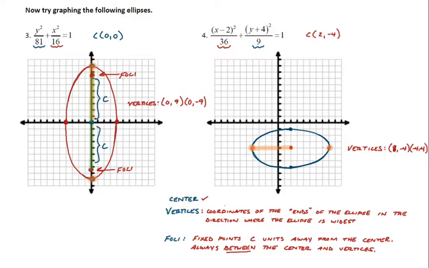So then if you look at number 4, similarly, we will have a focus on either side of the center. C units, whatever C is, we'll learn how to find that. But again, the foci points should be somewhere between the vertices and the center. So we will look at how to find those, and it's definitely related to the numbers in the denominator, how we counted the distance from the center to the edges of the ellipse.